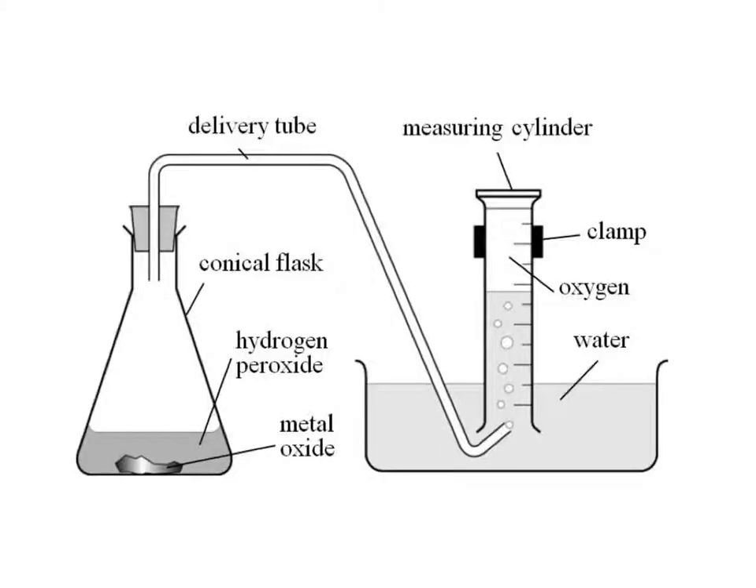One commonly used reaction which involves a catalyst is the breakdown of hydrogen peroxide. Hydrogen peroxide will decompose to water and oxygen gas very slowly under normal conditions, but if a catalyst is added, normally a metal oxide catalyst, then the reaction is very much faster.